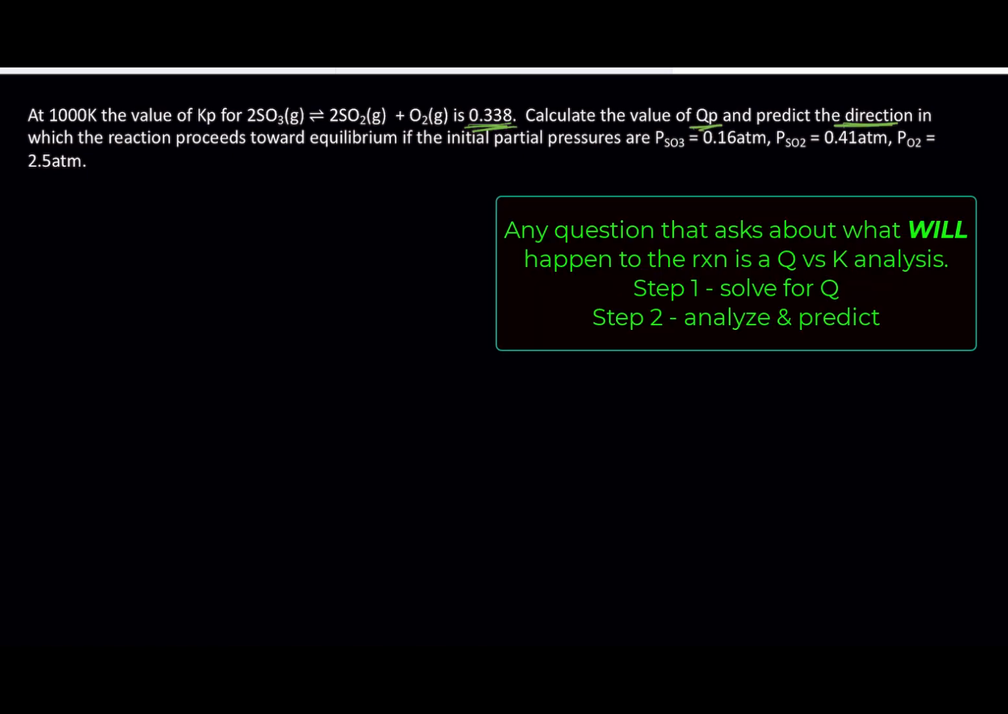So if we read this problem, it says at 1000 Kelvin, the value of Kp is this. So note that we are given a Kp. Calculate Qp and predict the direction that the reaction will proceed. So note that kind of like how in sophomore year I said, I'm not going to ask you this baby step question. This is the same thing where the question could omit this part, calculate Qp, and just ask you, predict the direction. And you should be like, that means this is a Q versus K problem.